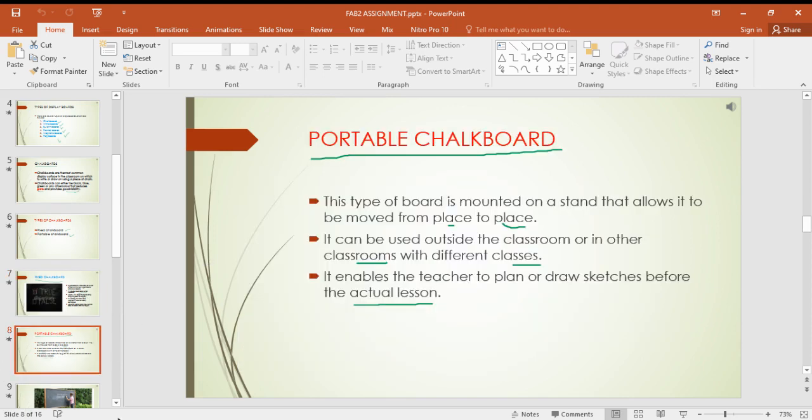Let's look at the second type of chalkboard, which is the portable chalkboard. This type of board is mounted on a stand that allows it to be moved from place to place. So it's portable, as the name suggests. It can be used outside the classroom or in other classrooms with different classes. It enables the teacher to plan or draw sketches before the actual lesson.